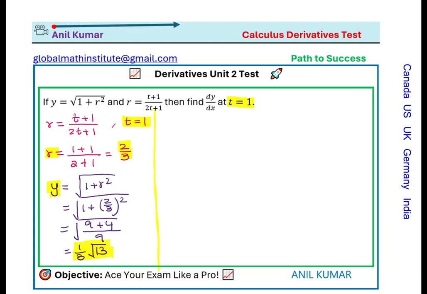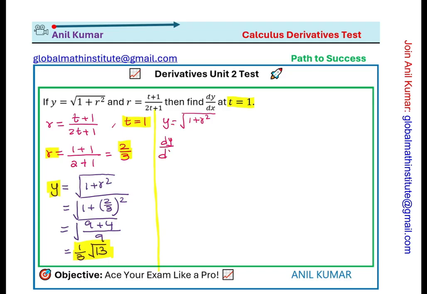So let's begin with y equals the square root of 1 plus r squared. That means the derivative will be with respect to r, right? So it will be 1 over 2 square root of 1 plus r squared, times the derivative of 1 plus r squared, which is 2r. So you can simplify this, correct? The 2 and 2 cancel, giving r over the square root of 1 plus r squared.